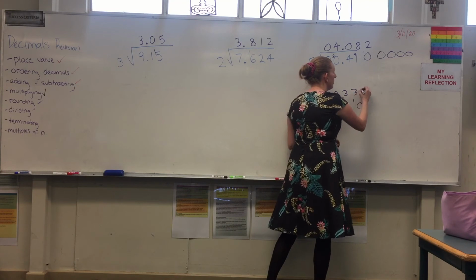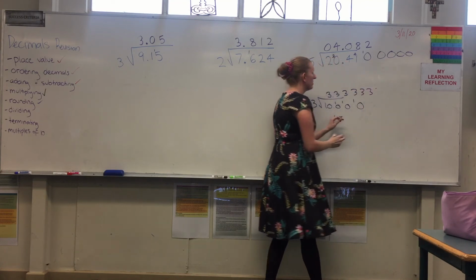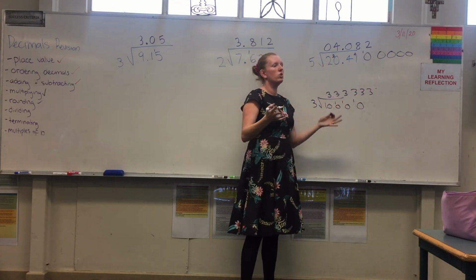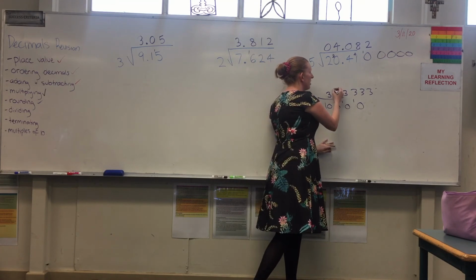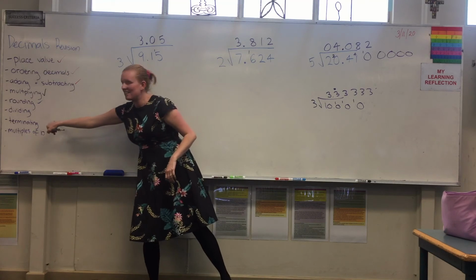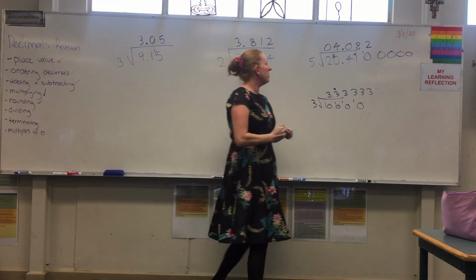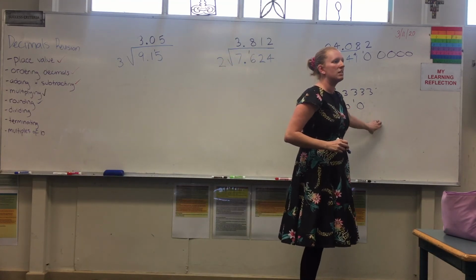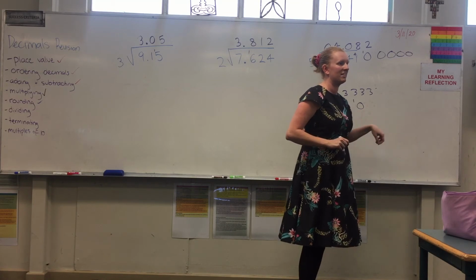So if that goes on forever, you write a little dot on top, and that means don't say it forever. But anyway, what I wanted to show you is you keep adding zeros until you run out of remainders.